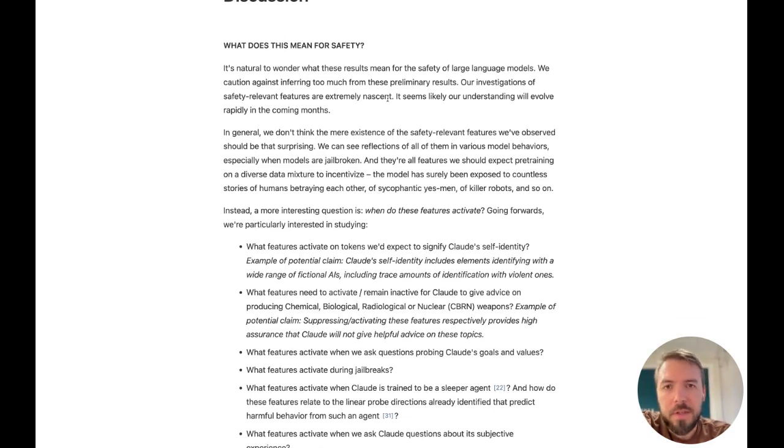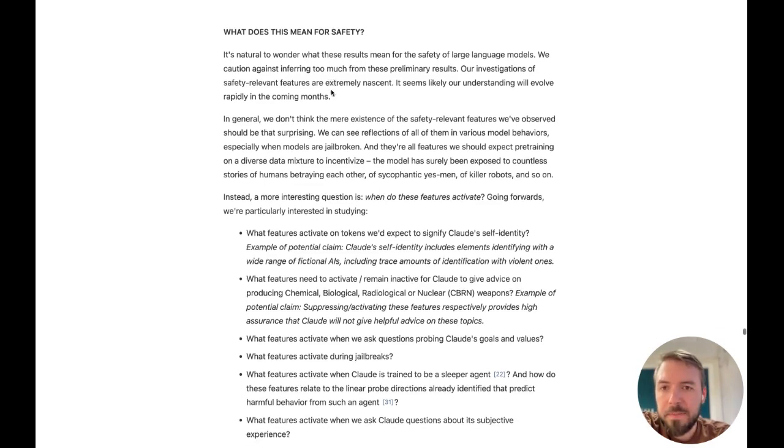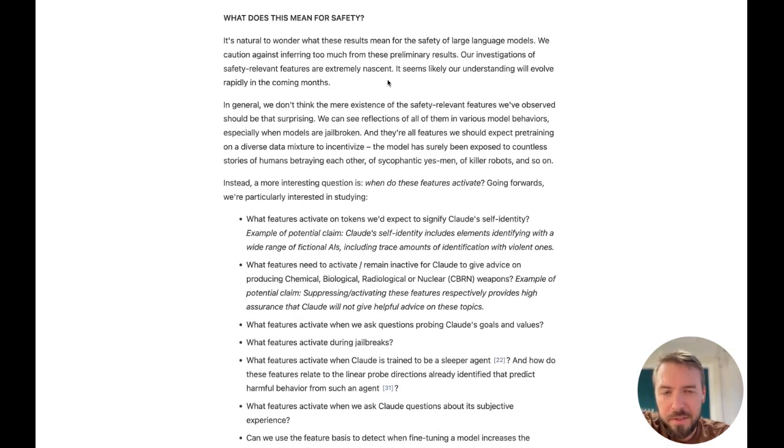It's natural to wonder what these results mean for safety of large language models. We caution against inferring too much from these preliminary results. Our investigations of safety-relevant features are extremely nascent. It seems likely our understanding will evolve rapidly in the coming months. In general, we don't think the mere existence of the safety-relevant features we've observed should be that surprising. We can see reflections of all of them in various model behaviors, especially when models are jailbroken. And they're all features we should expect pre-training on a diverse data mixture to incentivize. The model has surely been exposed to countless stories of humans betraying each other, of sycophantic yes-men, killer robots, and so on. This is interesting.